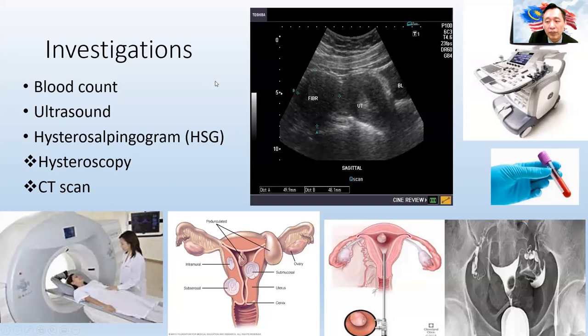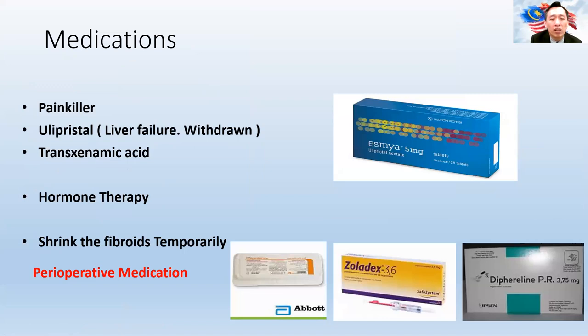So medication: painkiller. Ulipristal has been withdrawn from the market because it caused liver failure. Other than that, you can start tranexamic acid, some hormone therapy like COCP. Zoladex, Lucrin, these are perioperative medications to reduce the size of the fibroid before the operation, from laparotomy to laparoscopy, from a bigger wound to a smaller wound. So it helps us manage to shrink the fibroid.